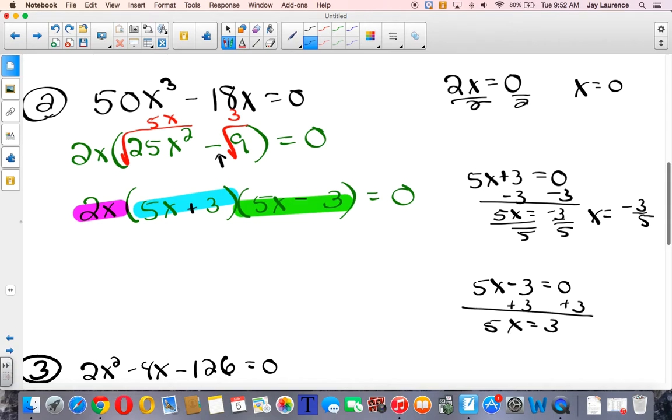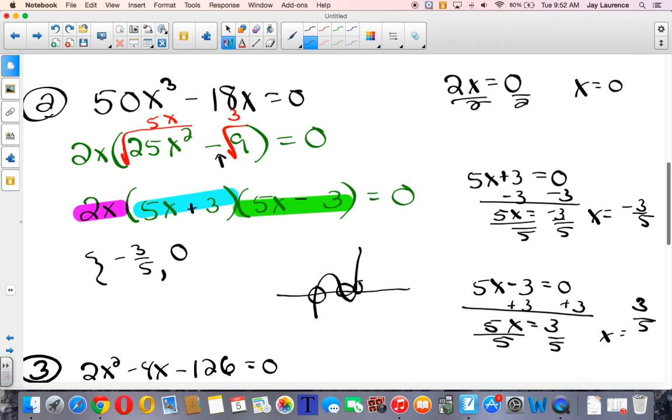5x is going to equal 3, divide by 5, divide by 5. X is going to equal positive 3/5, right? So this is actually not a parabola. It's going to kind of do something like this, and it's going to cross the x-axis in 3 places. What are those 3 places? Well, they are at negative 3/5, 0, and positive 3/5. And there you go. There's the 3 solutions.